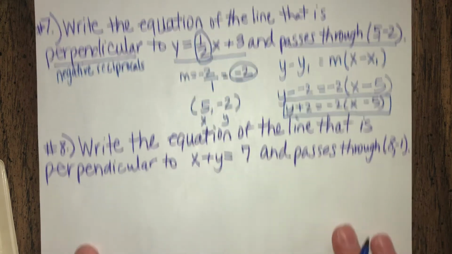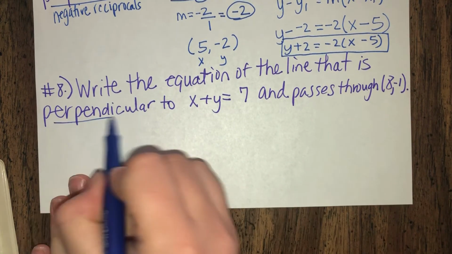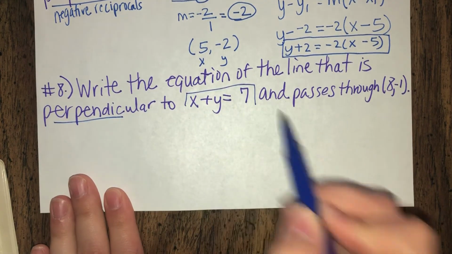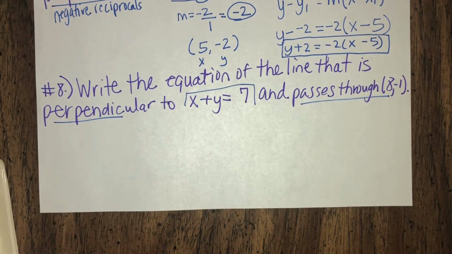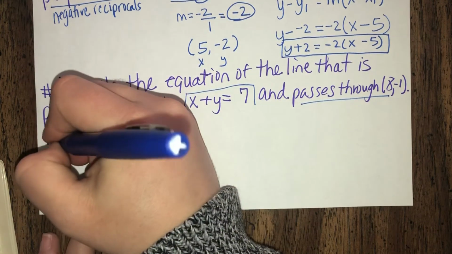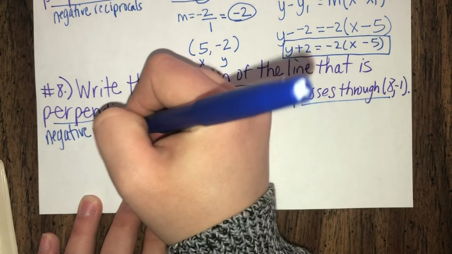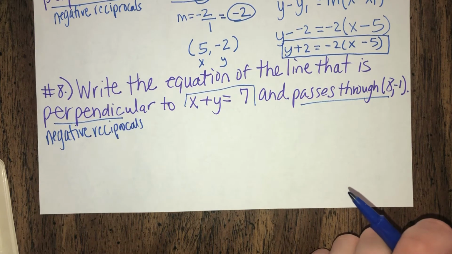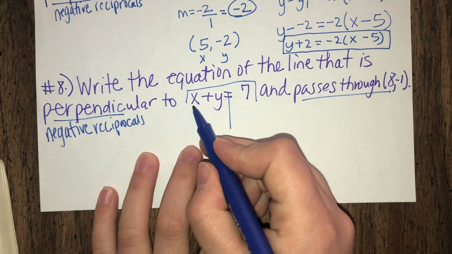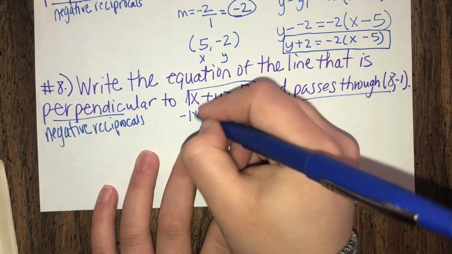All right, number 8. Write the equation of a line that is perpendicular to x plus y equals 7 and passes through the point (8, negative 1). In this situation, again, perpendicular is a negative reciprocal, which means we have to do two parts here. We want to flip and reverse our slope. Unlike number 7, I need to find my slope first by solving for y. If my x, which has an imaginary 1 right here, is positive, we're going to make it into a negative to move it.